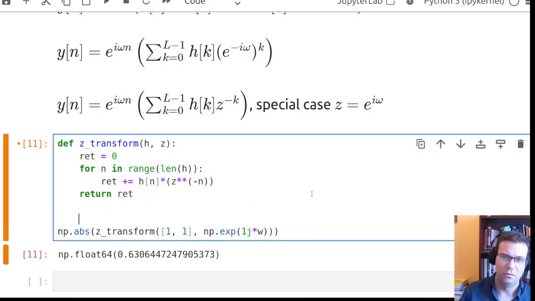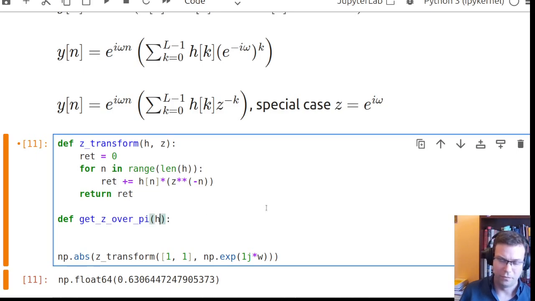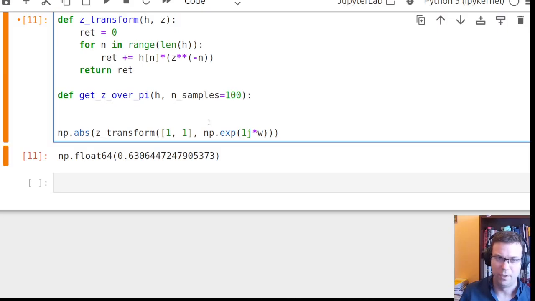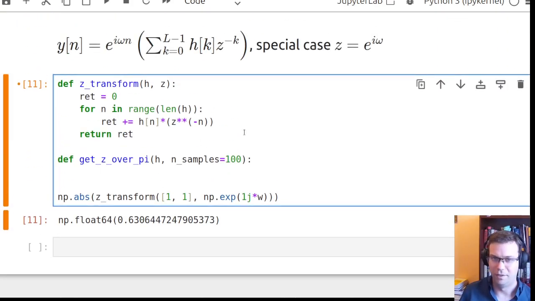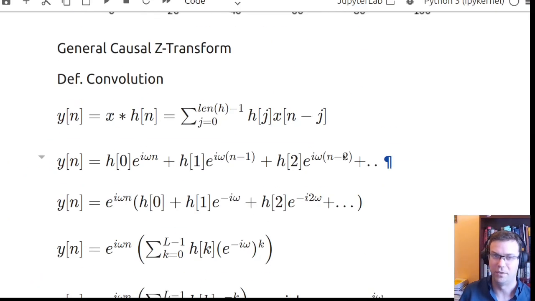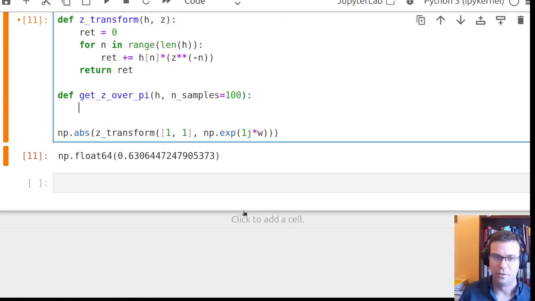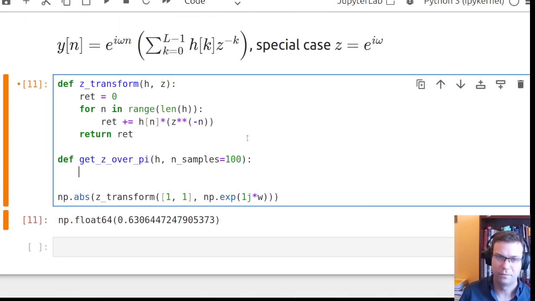Let me go one step further here, and I'll make a little helper method. I'll call it get z over pi or something. I'll ask for the number of samples. Let me look at a bunch of z's. I'm going to do the z transform over a semicircle in the complex plane, but I'm just going to look over a bunch of frequencies. That's kind of what I was doing up here, right? I was going from 0 to pi. So I'll just make a method to do this in general.